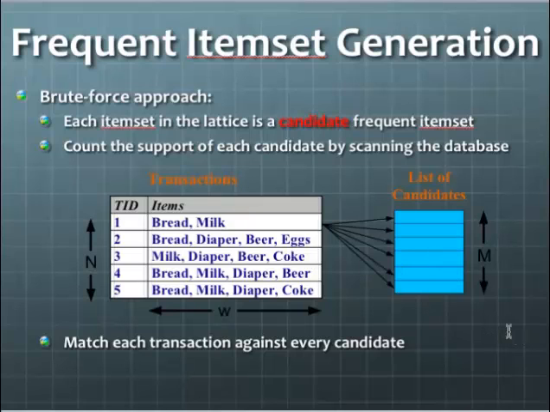So if the candidate is contained in a transaction, its support count will be incremented. For example, the support for bread and milk is incremented 3 times because the item set is contained in transaction 1, transaction 4, and transaction 5. Such an approach can be very time-consuming because it requires scanning the whole dataset a lot of times.